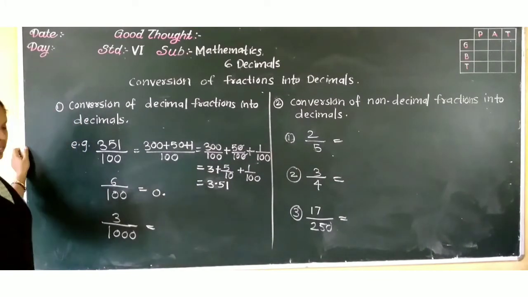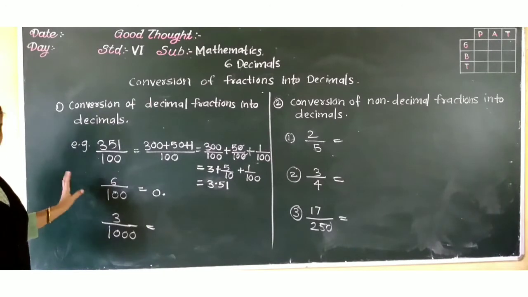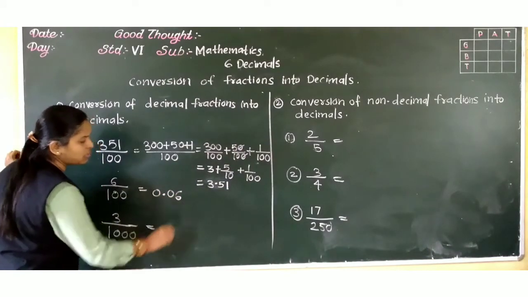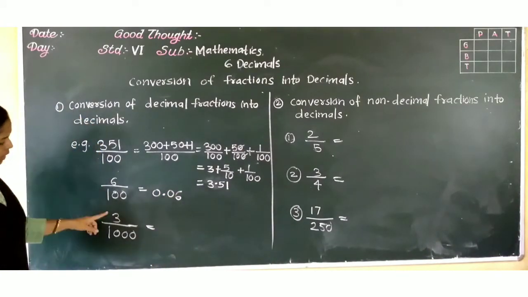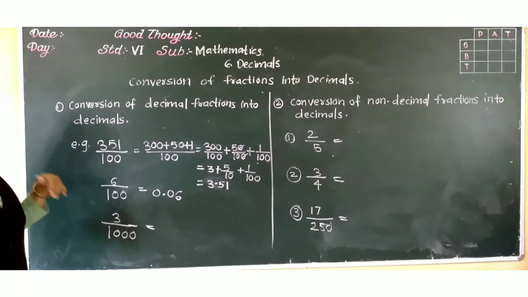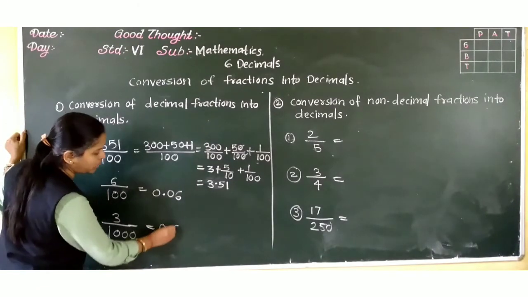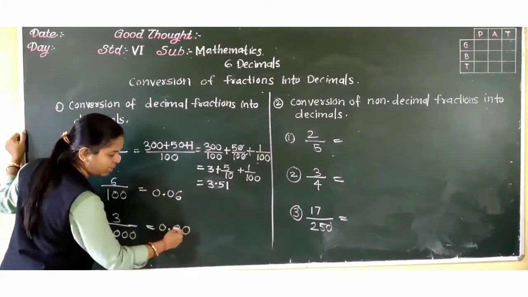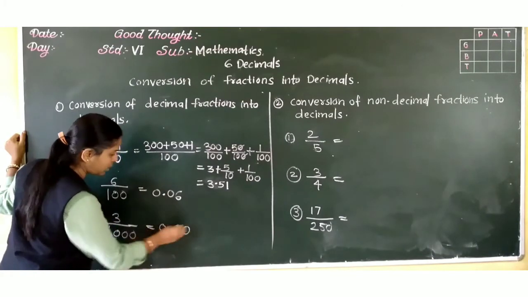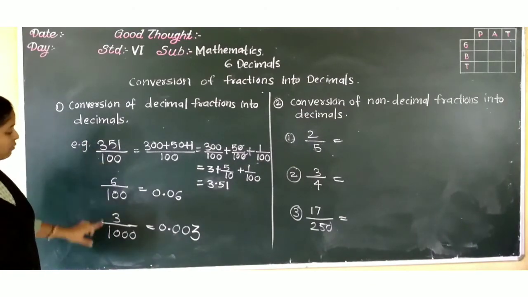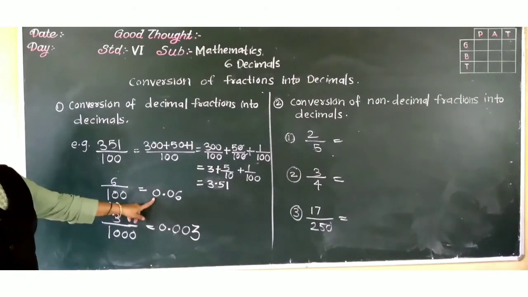So 0 point. 10th place, is there anything? No. 6 is at where? Directly at 100th place. So 10th place nothing, and 6. Now see, 3 upon 1000 means 3 is at 1000th place. That is whole number 0 point, 10th place 0, 100th place 0, and 3 is at 1000th place. So in this way we can convert decimal fractions into decimals.